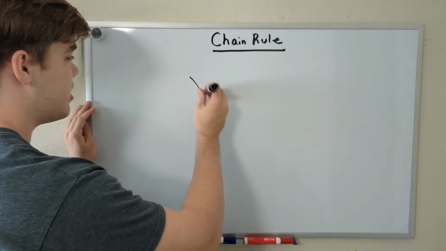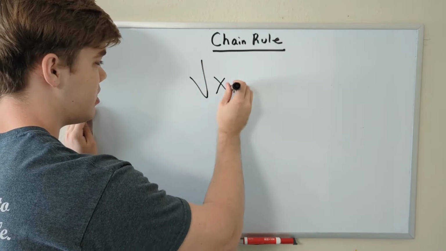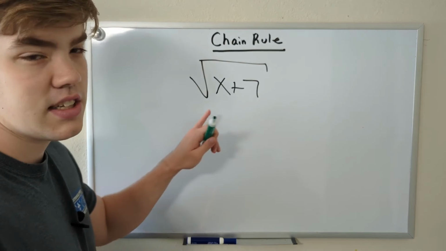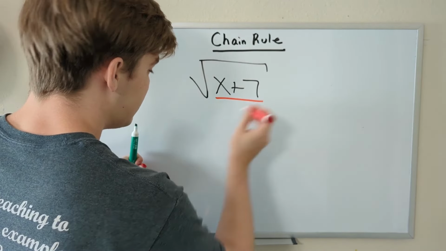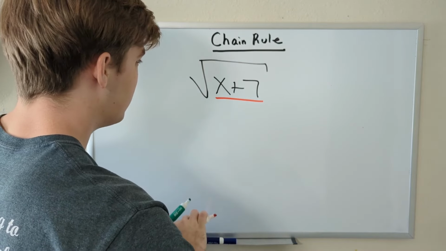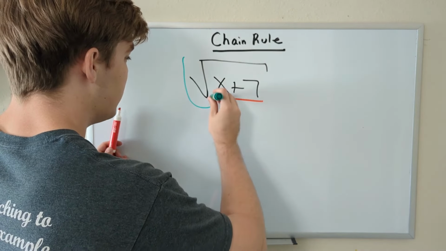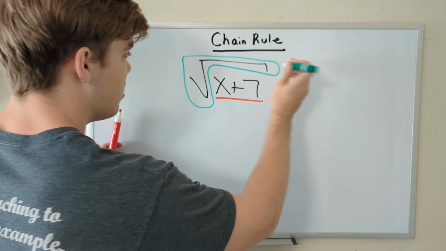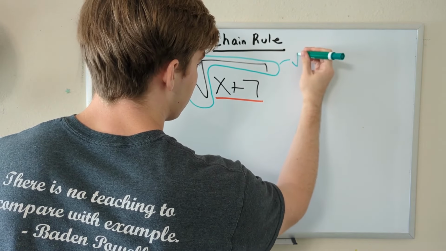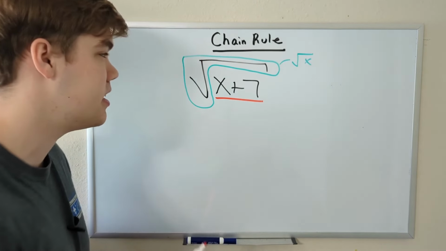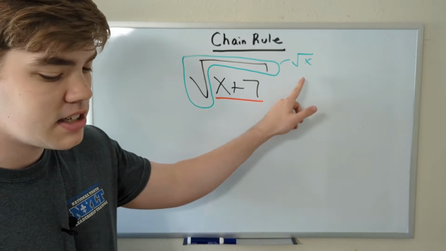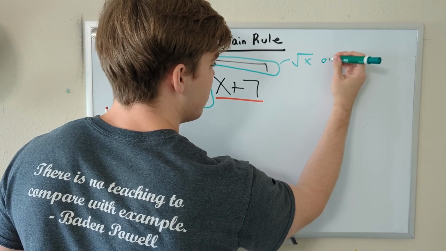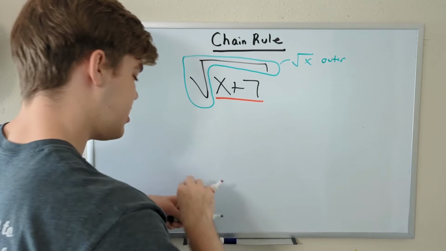Essentially, if we have a function, say, I don't know, square root of x plus 7, we can clearly define two distinct functions in here. We have x plus 7 as a function, but we also have this outer function here. This square root is also its own function. This function, of course, being the square root of x or whatever you want to put inside there. In this case, we have the variable x inside of a square root. So there's a very distinct outer function, right, outer, and also a very distinct inner function.